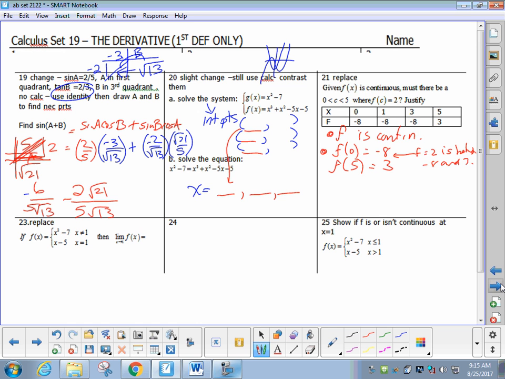I think you'll agree. And so we can conclude by IVT, there is a C in, where is C? You might as well just look back at the question. There must be a C where C is between 0 and 5, such that F at that point has to equal 2. There's got to be some point in between where y is 2. Check. Okay.